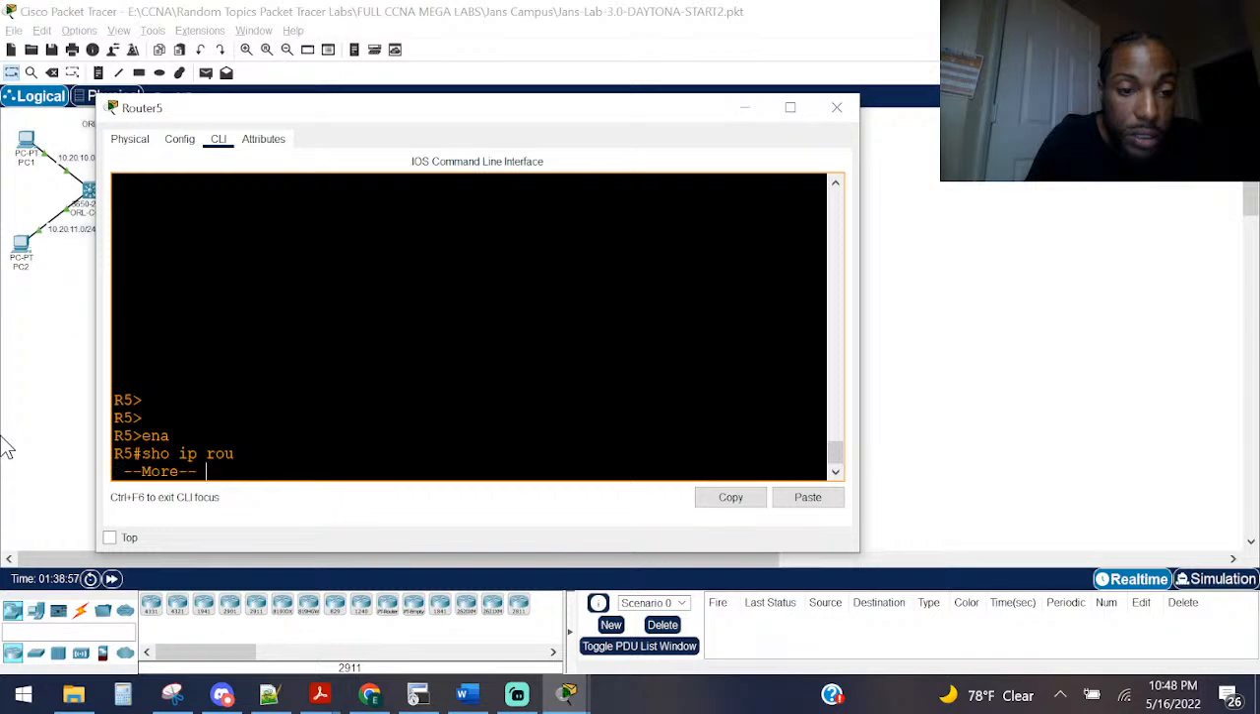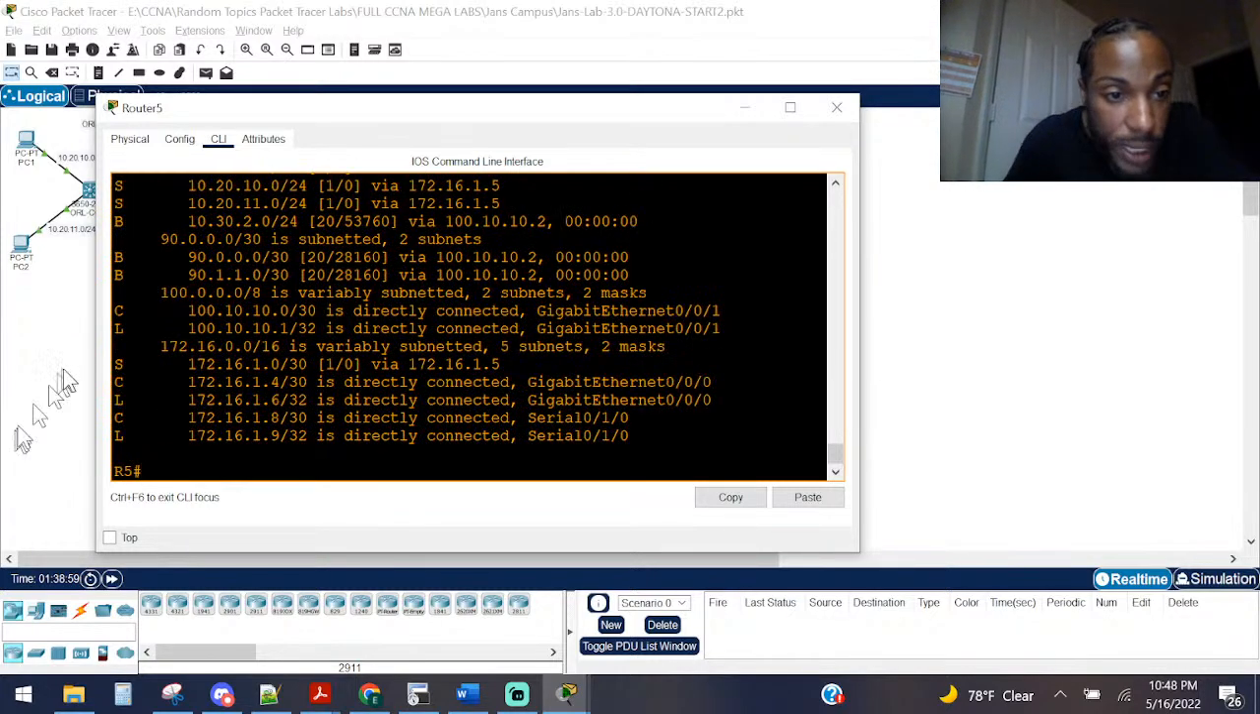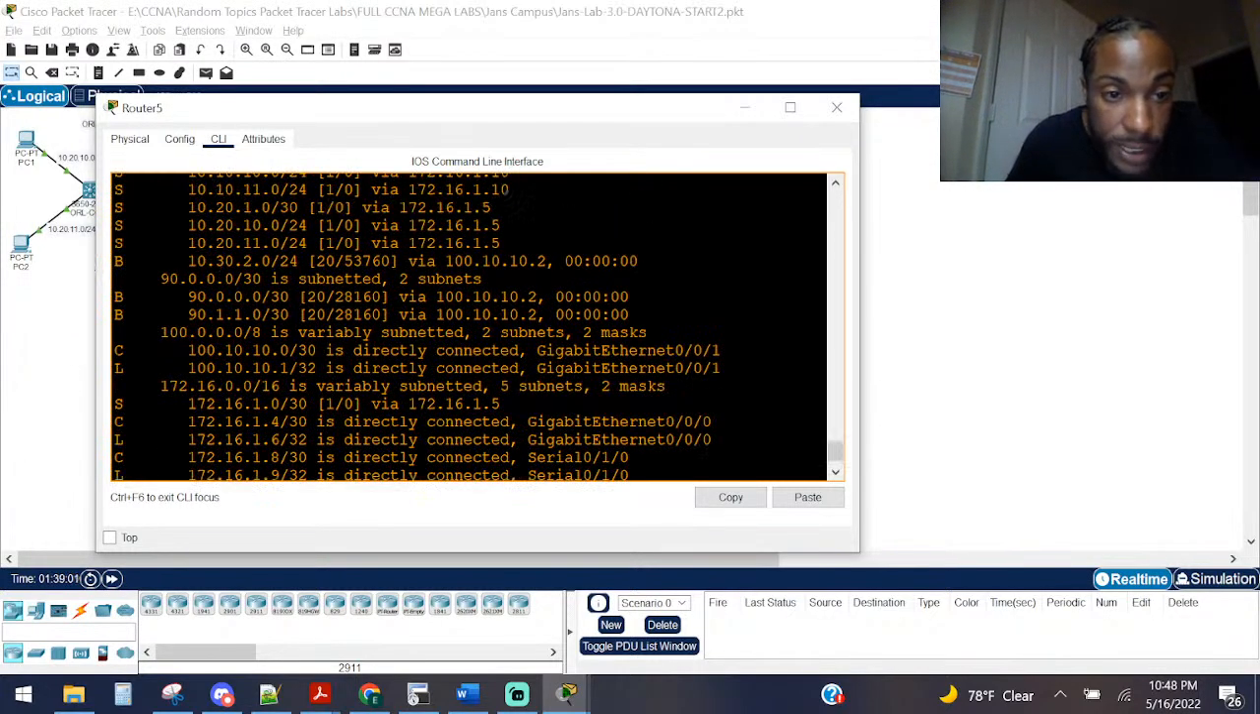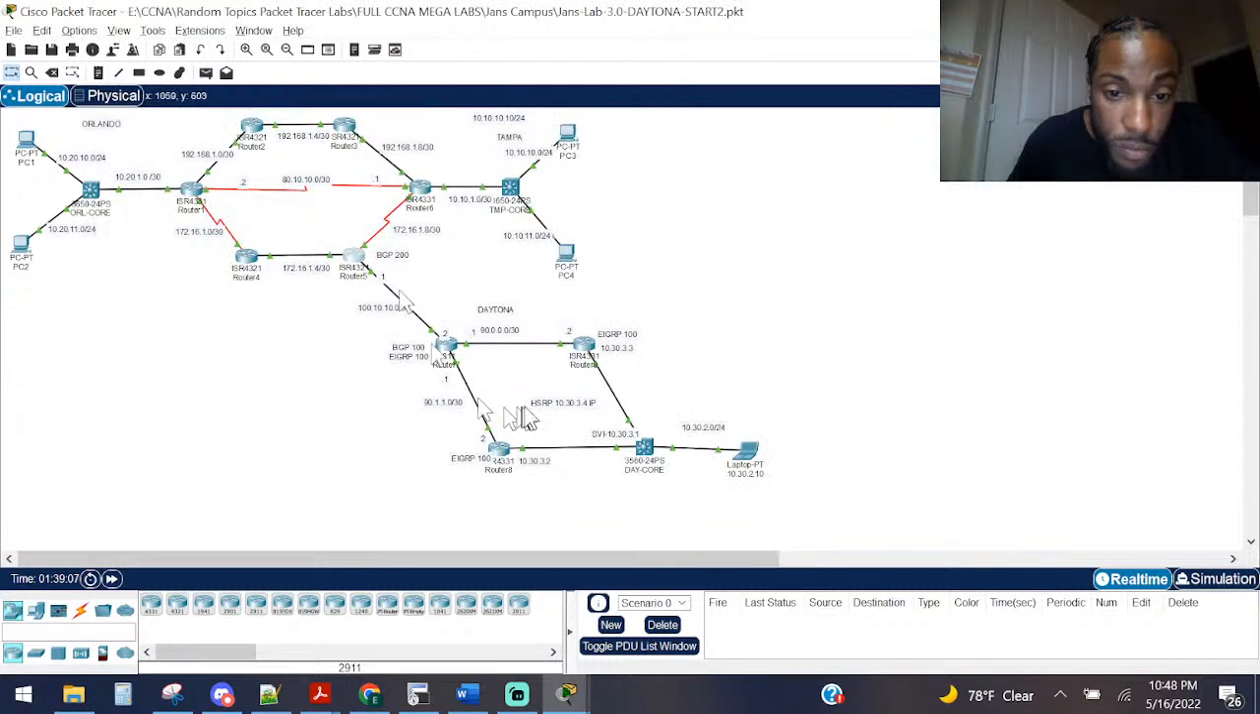Show IP route. You want to know what their router table looks like. Let's see. He knows how to get to the 10.30.2.0 network, which is pretty much the local area network for Daytona. And so Daytona sits back here. So router 5 over here, he knows how to get to the local area network back there. These guys back here obviously don't know how to get to it, because for some reason they can't ping past this router right over here. As a matter of fact, yeah, he can't even ping past the router.